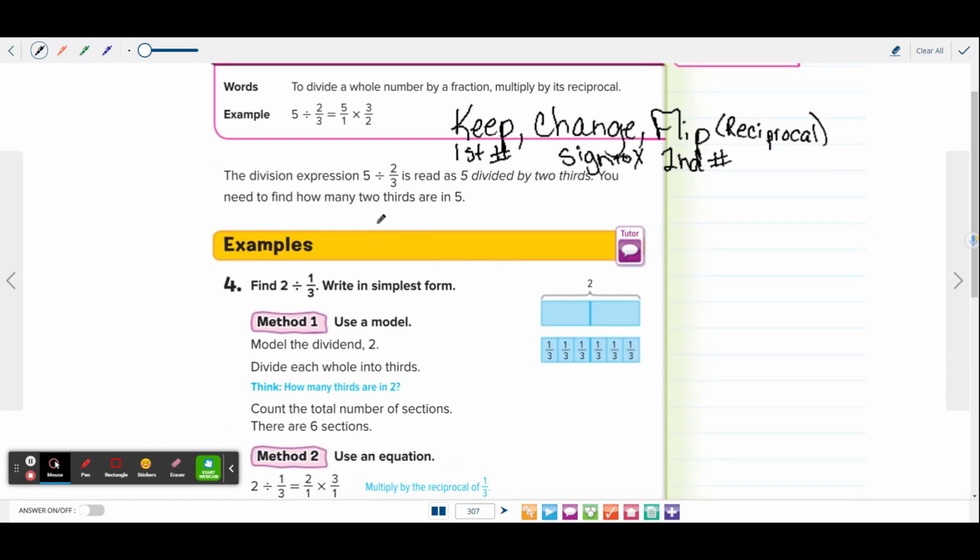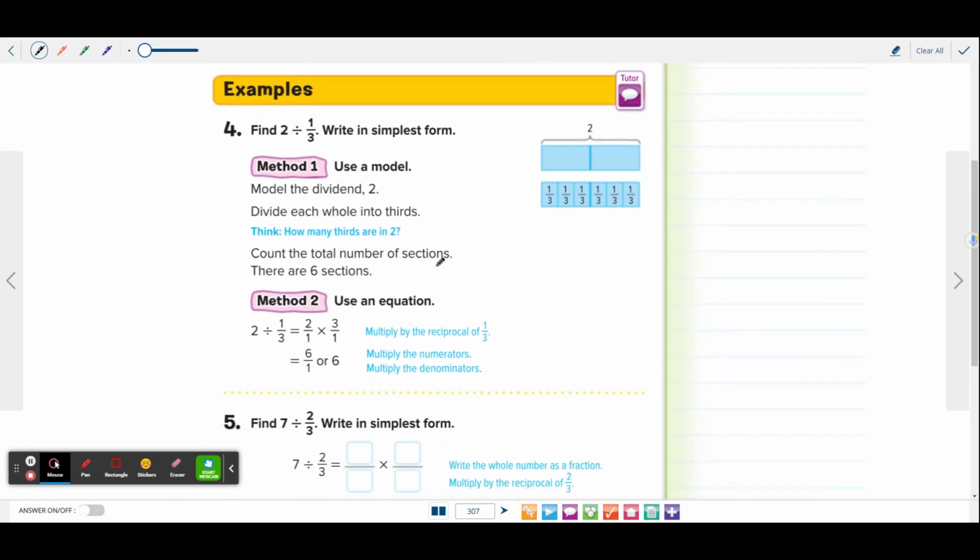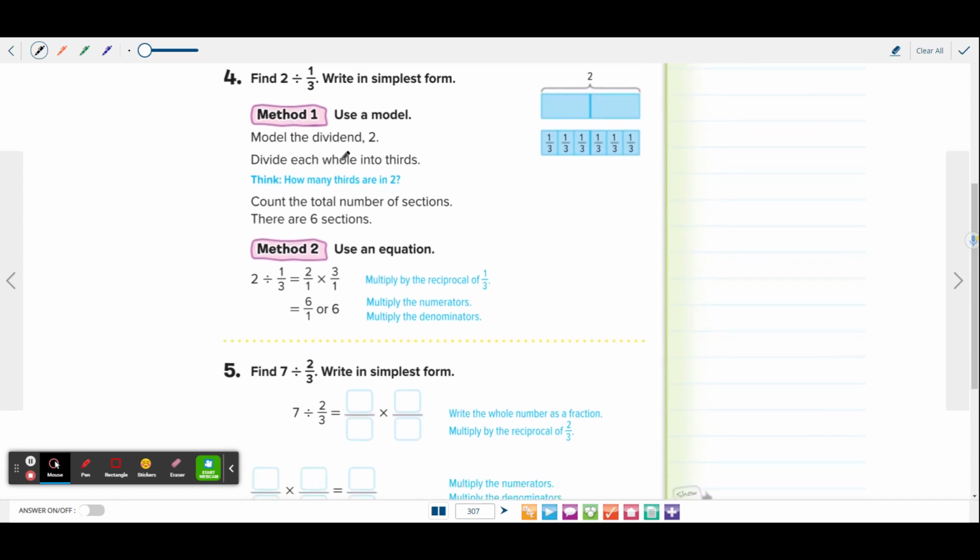So it would be like when we were doing the inquiry lab, starting with a board that's 5 feet long, cutting it into 5 sections, and then finding what 2/3 of 5 feet is. Okay. All right. So find 2 divided by 1/3. So we're going to write it in simplest form.